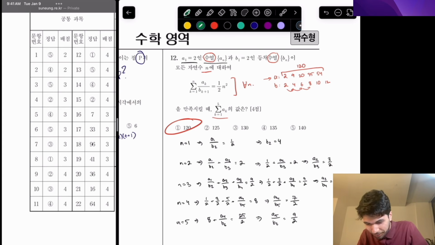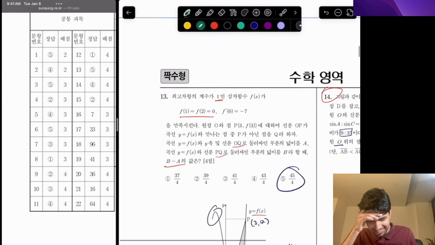Question 12. This one wasn't a guess, but I also had no clue what the question was asking, and I just stumbled across an answer. Let us see what it says. It seems like I guessed it correctly. It says that B is an arithmetic sequence, but it doesn't say anything about A. So, oh my god, I can't believe I got that. That's wild.